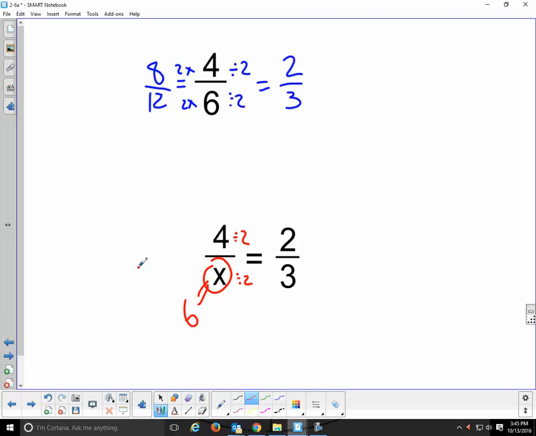We can use this idea of equivalent ratios to help us solve problems if the numbers work out well together. Since 4 divided by 2 is 2, I know that since these are equal fractions, they're equal ratios, some number divided by 2 has to be 3. Well, 6. X has to equal 6. We've got our answer. So if the numbers work out well, all we have to do is think about it as equivalent ratios, equivalent fractions, reducing fractions.